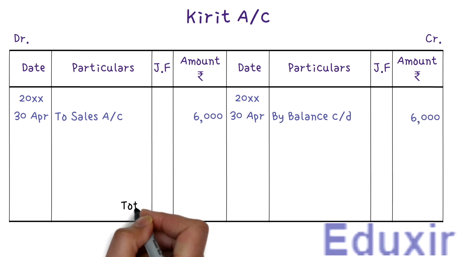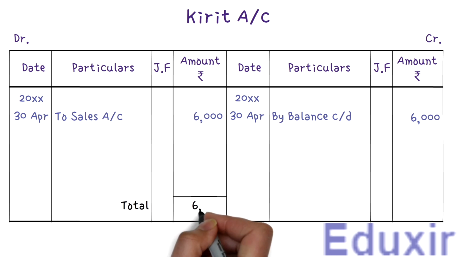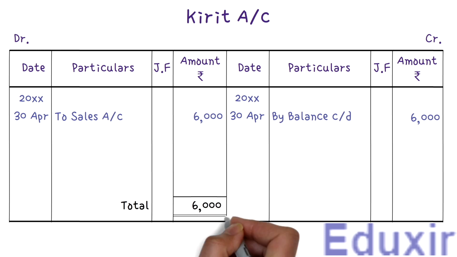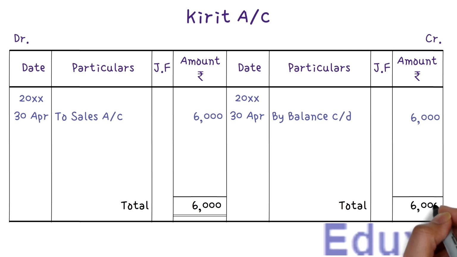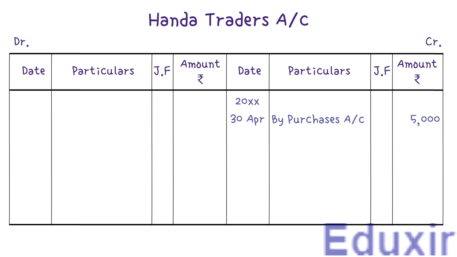Now the total on the debit side is 6000 rupees. And the total on the credit side is 6000 rupees. So now Kirit account is balanced. Let's now take up Handa Traders account.